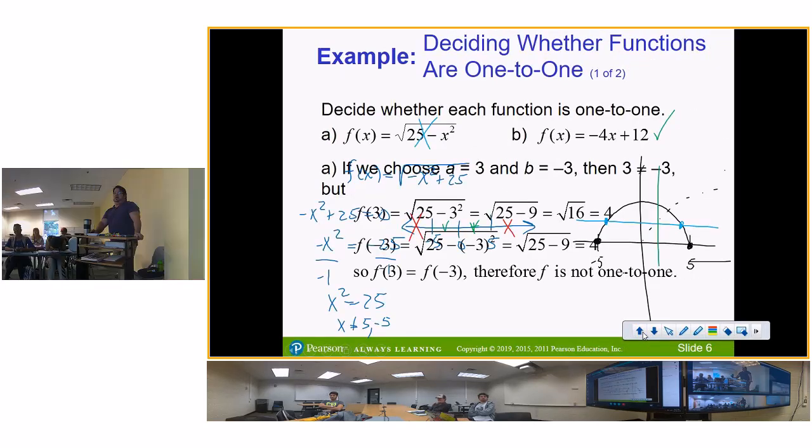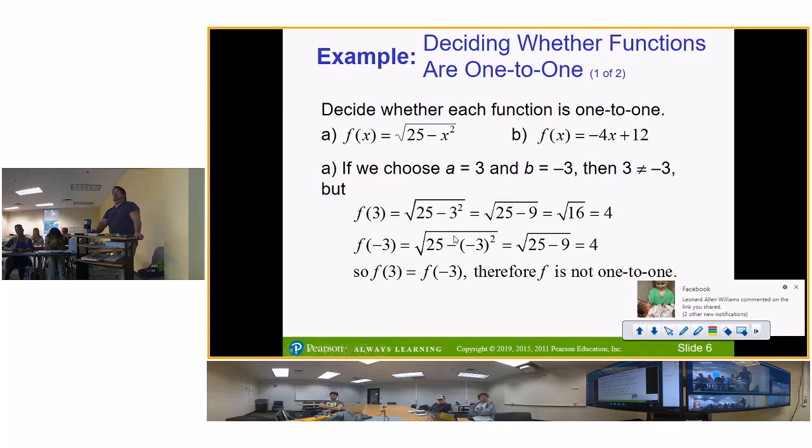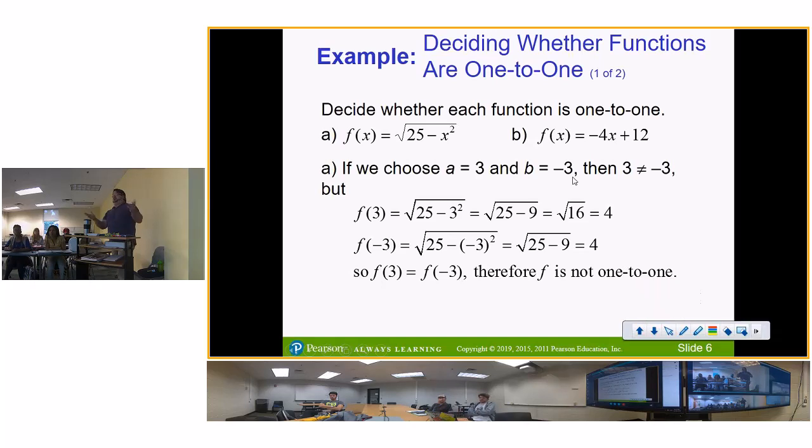And let me erase mine. Now this is the way you can do it algebraically. We choose A equal to 3 and B equal to negative 3. I didn't choose negative 3. I chose negative 6 and positive 6, and they both gave me a negative, so I knew I couldn't use those numbers. I don't care how you do it. You do it however you want to.